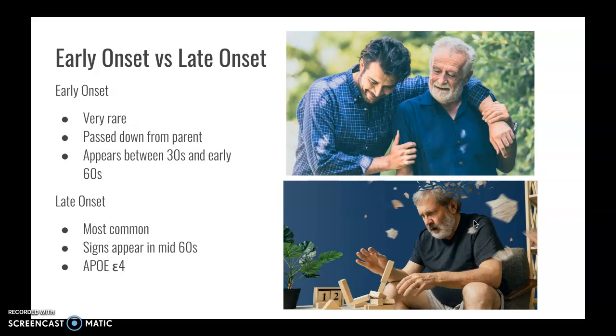The gene is on chromosome 19. It does increase a person's risk. There's also early onset Alzheimer's disease, which occurs between a person's 30s and mid-60s and represents less than 10% of all people with Alzheimer's. So again, it's very rare, and it's usually caused by genes passed down from a parent.